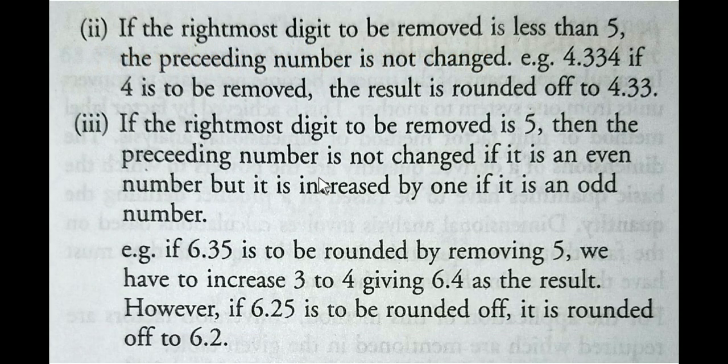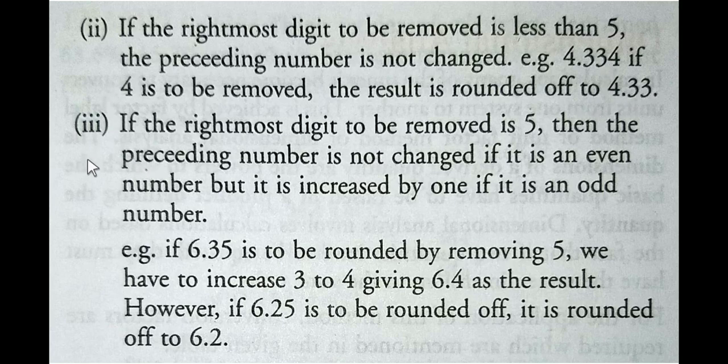Secondly, if the digit to be removed is less than 5, the preceding number is not changed. For example, 4.334: if we have to remove the last 4, the result is rounded off to 4.33. There is no change in the preceding number.